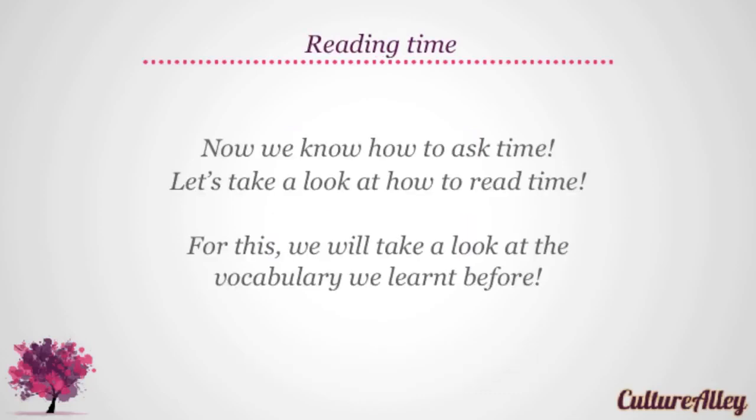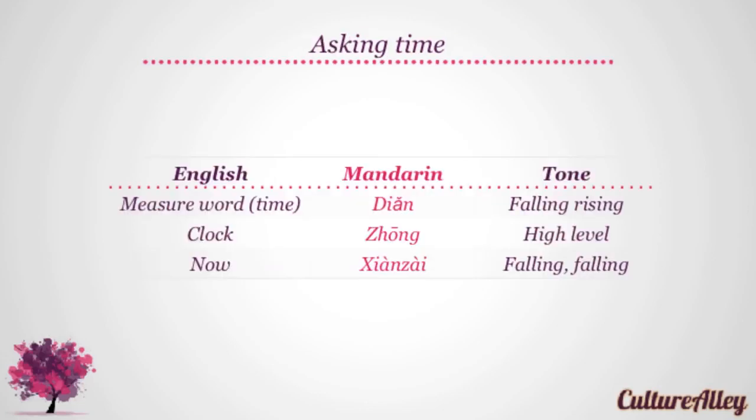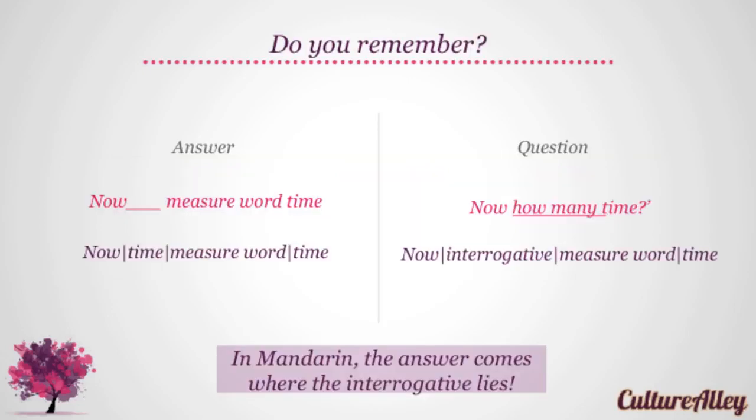Now that we know how to ask time, let's take a look at how to read time. For this, we need to take a look at the vocabulary we learned before. The measure word for time will be 点, while clock becomes 钟. And finally, now becomes 现在. To understand the answer format of the sentence, we must see the question structure first.